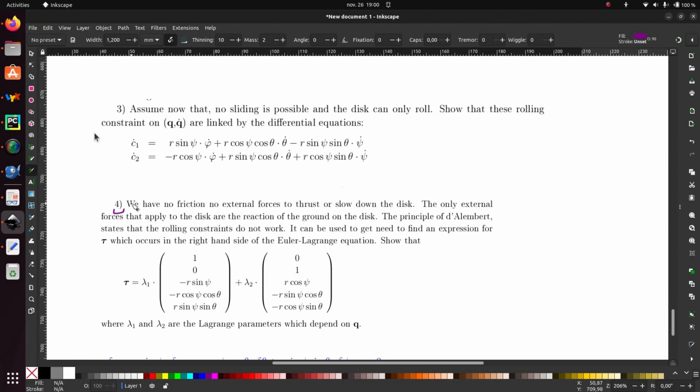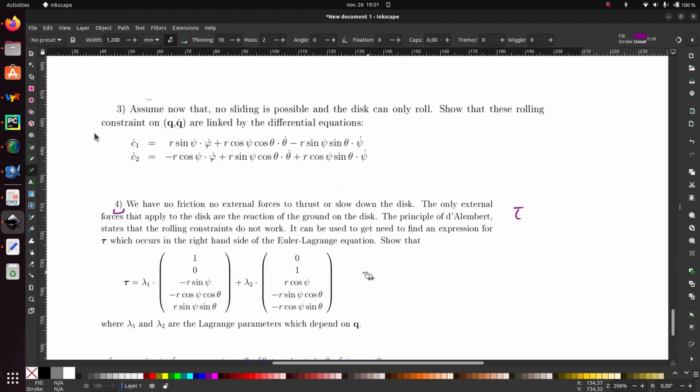Question number 4. So we assume that we have no friction, no force to thrust or to slow down the disk, so the energy of the disk remains constant. So the only external force that applies to the disk corresponds to the reaction forces of the ground on the disk. So we need to use the principle of D'Alembert to compute tau in the Euler-Lagrange equation in order to get the state equation of the rolling wheel.